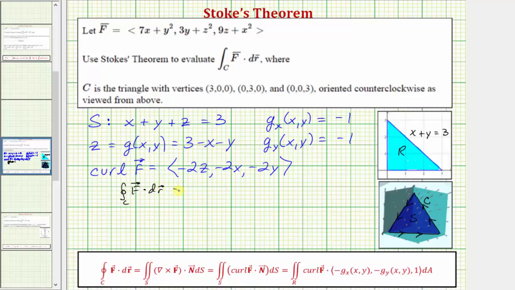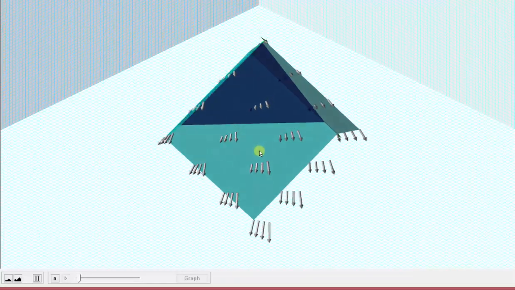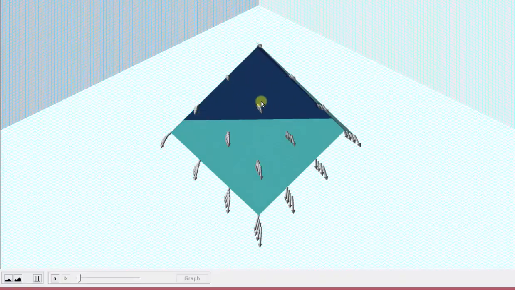equals the double integral over the surface S of the curl of the vector field F dot n dS, which is equal to the double integral over the region R, where the region R is a projection of the surface S onto the xy plane, which is shown here. If we go back to our graph and look down on the xy plane, we can see this right triangle here would be the region R on the xy plane.